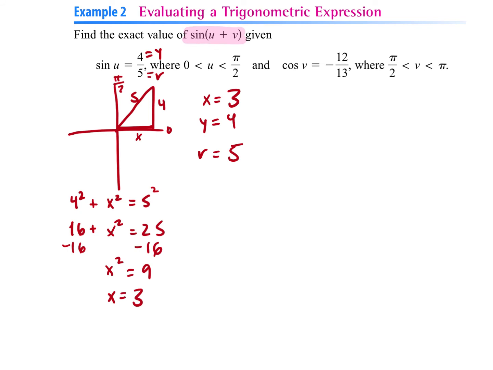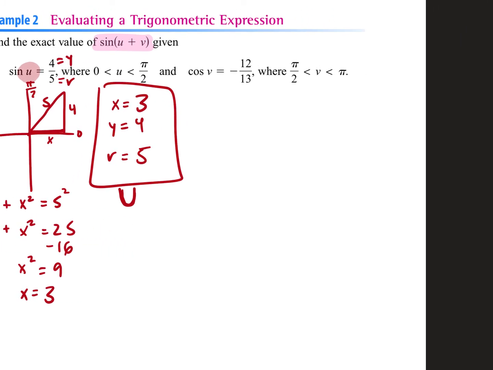So here we're dealing with sine of u. So this is our information for u. We'll come back to it. We're going to do the same thing with the second piece of information here, but now we're dealing with v. So cosine in terms of x, y, and r is what over what? X over r. Does the negative go with the x or with the r? It goes with the x because r is never negative. So x is negative 12. We have to find y, and r is 13.